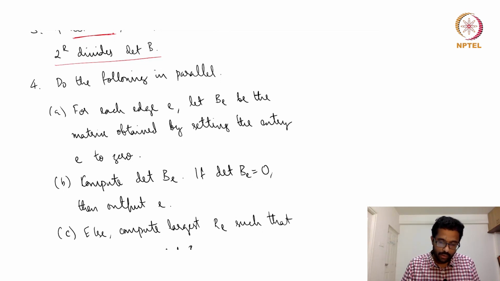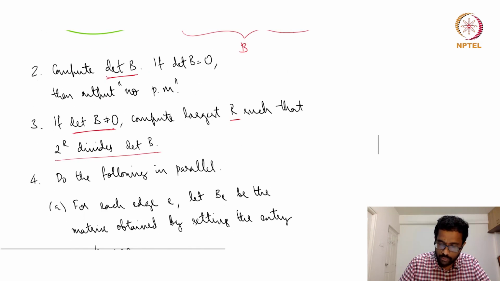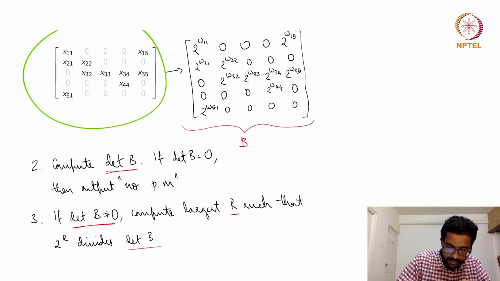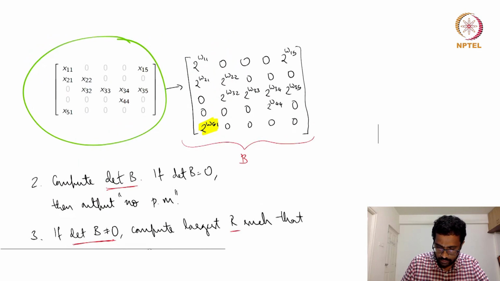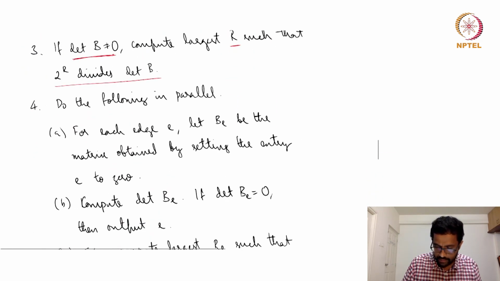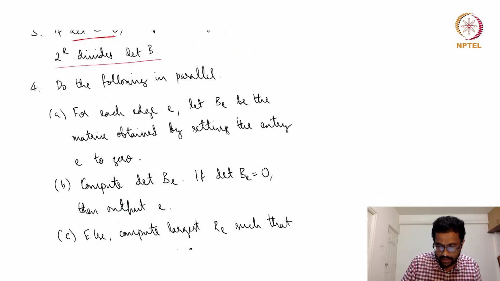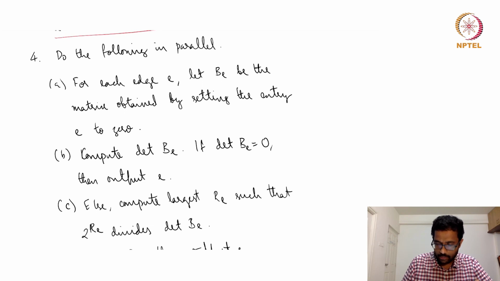Okay, now what can be done is for each edge in the graph, consider, let's say, this edge, for instance, edge 5 1. Now you replace edge 5 1 with 0. So this entry, instead of 2 power w51, will become 0. For the edge e we call b_e the matrix obtained by setting that entry to 0. Now you compute the determinant of b_e.